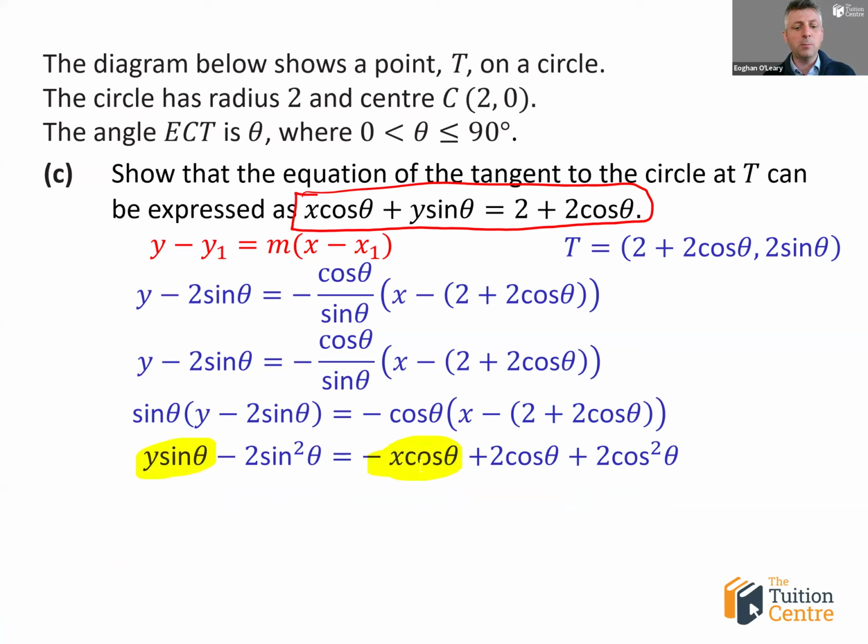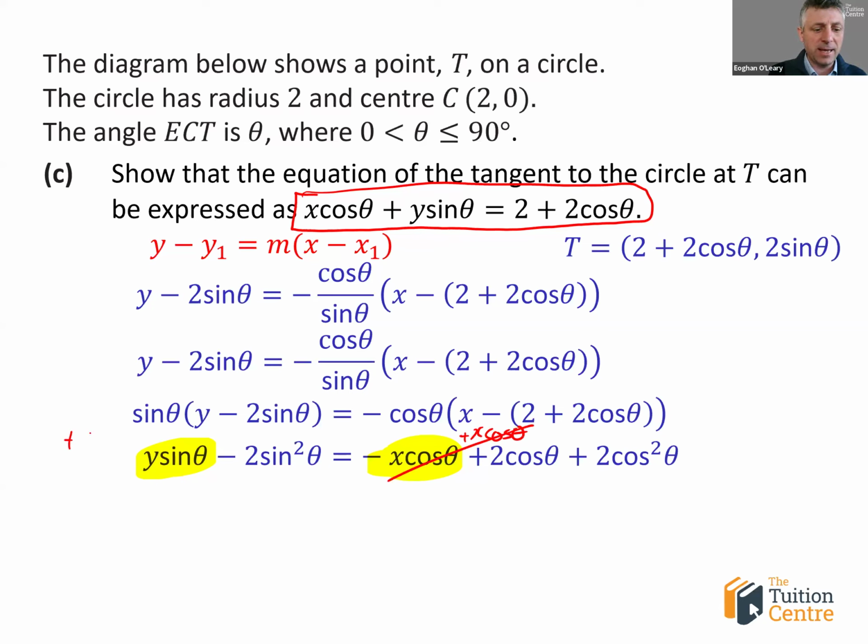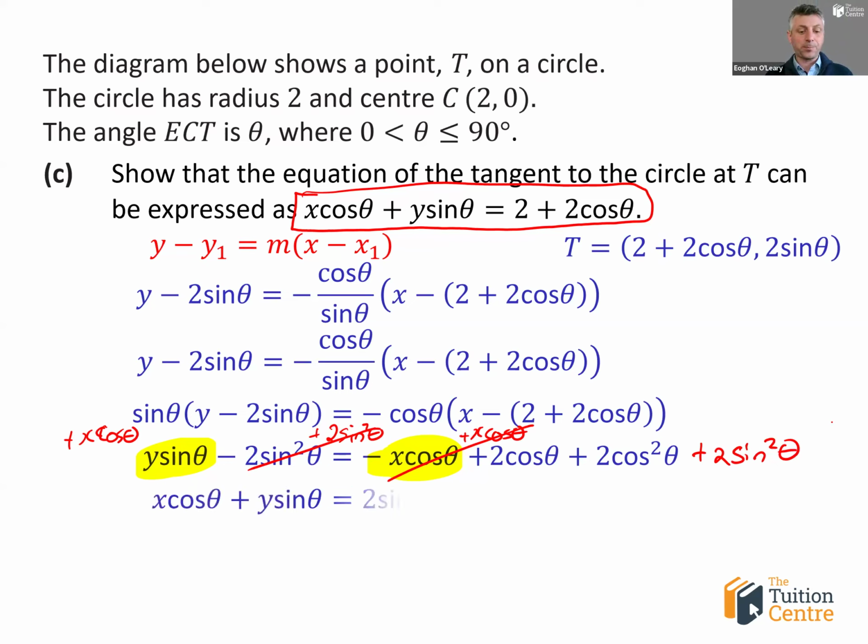And look over here, I've got a minus x cos theta. So what I'm going to do is add x cos theta to both sides. It'll disappear there, and so I'm going to have a plus x cos theta. That's great. And I'm going to add 2 sine squared theta to the left-hand side to get rid of it from there, and I'm going to add it on over here. Now, why am I going to do that? Well, I definitely can see I don't need it on the left-hand side.